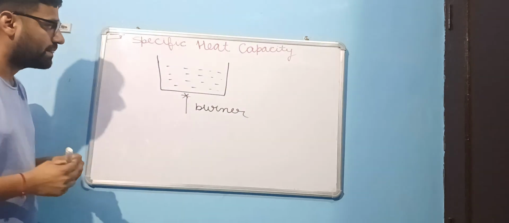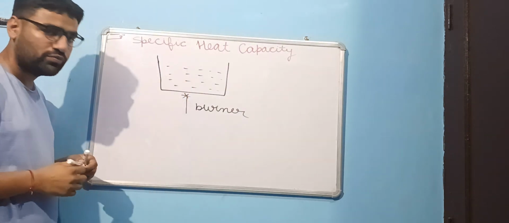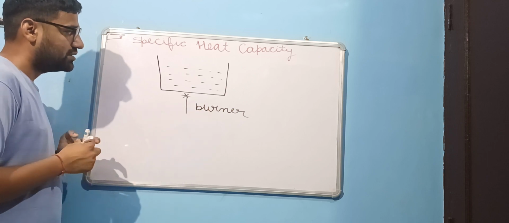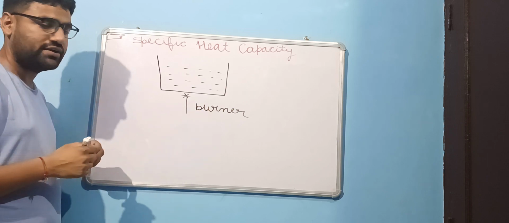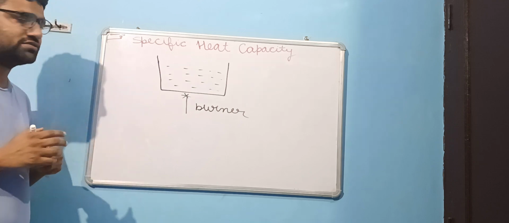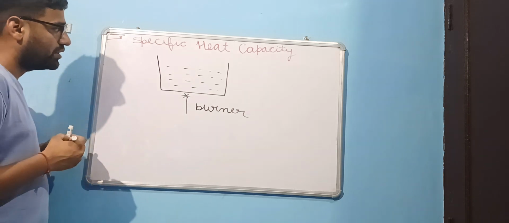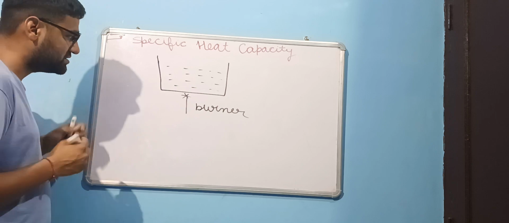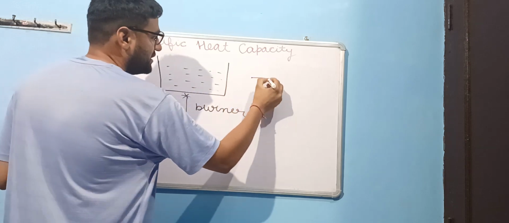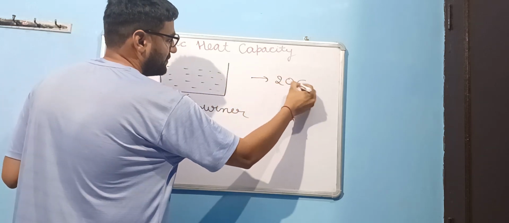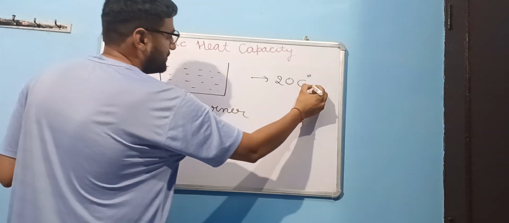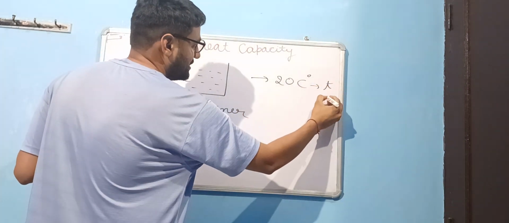In the beginning, the molecules of water start moving, and after some time the water becomes turbulent, which means the speed of the molecules of water increases. So now take a timer and try to heat this water to 20 degrees Celsius and note the time. Let's take t seconds.